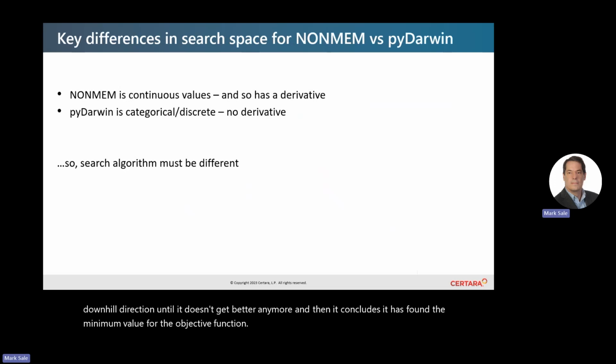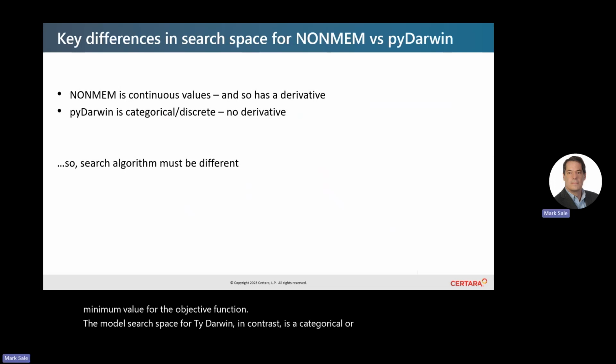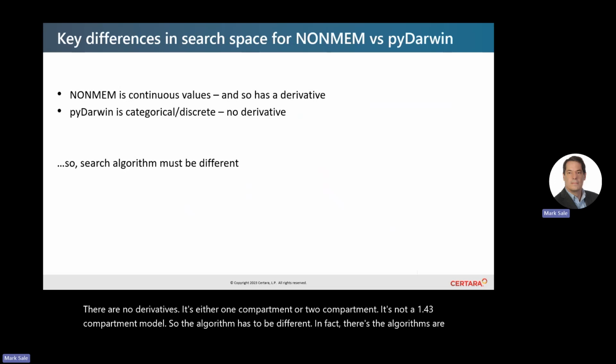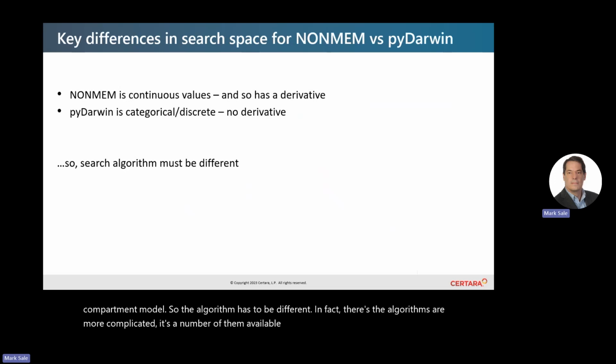The model search space for PyDarwin, in contrast, is categorical or discrete parameters. There are no derivatives. It's either a one compartment or a two compartment. It's not a 1.43 compartment model. So the algorithm has to be different. In fact, the algorithms are more complicated. There are a number of them available, as there are a number of algorithms available for parameter estimation in NONMEM.